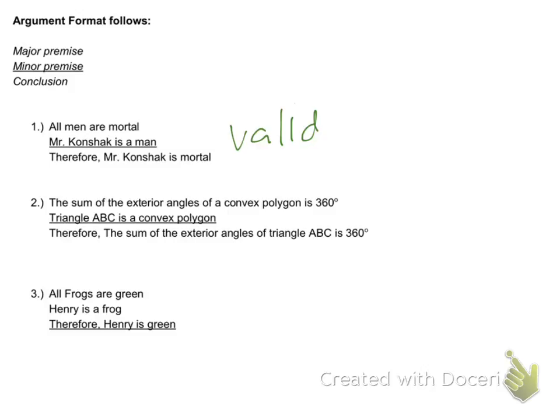The sum of the exterior angles of a convex polygon is 360 degrees. Triangle ABC is a convex polygon. Therefore, the sum of the exterior angles of triangle ABC is 360 degrees. Valid. So valid, because it's saying the exterior angles of a convex polygon is 360. Triangle ABC is a convex polygon, therefore it has the qualities that it will be 360. Again, valid.